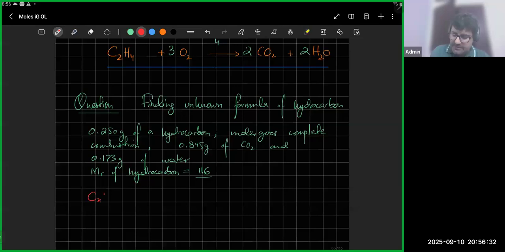For an unknown hydrocarbon, I'm going to use the same equation, which is CxHy plus (x plus y by 4) oxygens, and it's going to give me x CO2s, and it's going to give me y by 2 H2Os. So that's our unknown hydrocarbon at the moment. Now, I've been given not moles, I've been given masses.